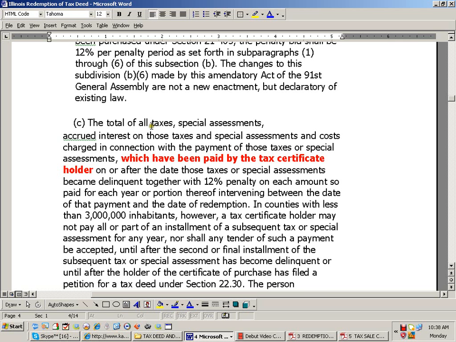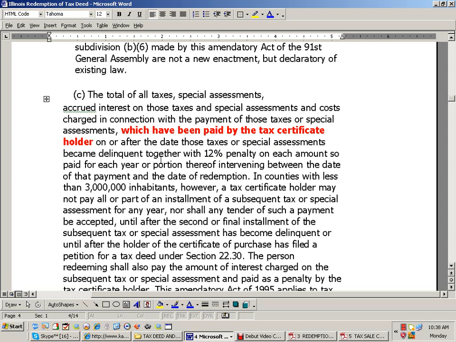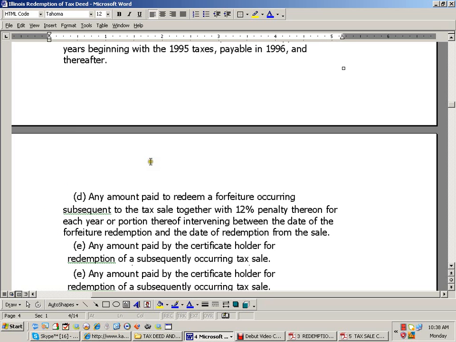Total of all taxes, special assessments, this is C, accrued interest and so on, in connection with those, or special assessments which have been paid by the tax certificate holder. So in your case, the tax certificate holder is supposed to be this company in Louisiana, and they only bid 1%. Right. $68.